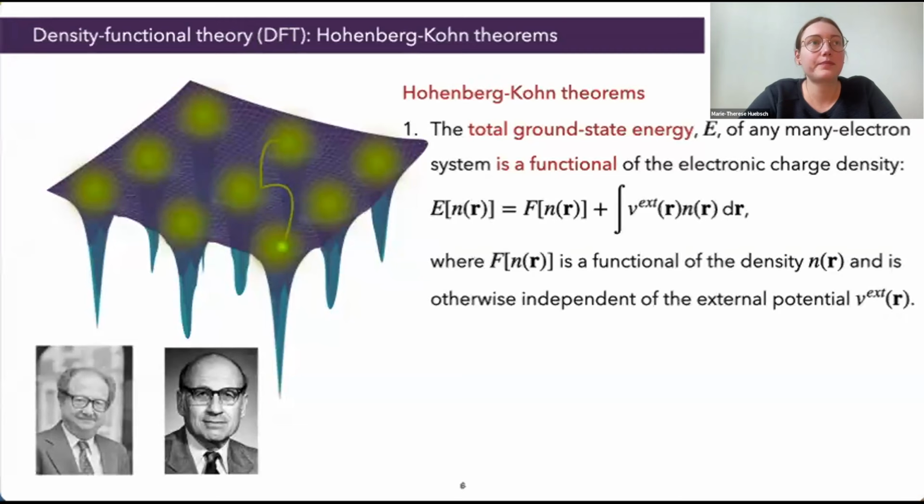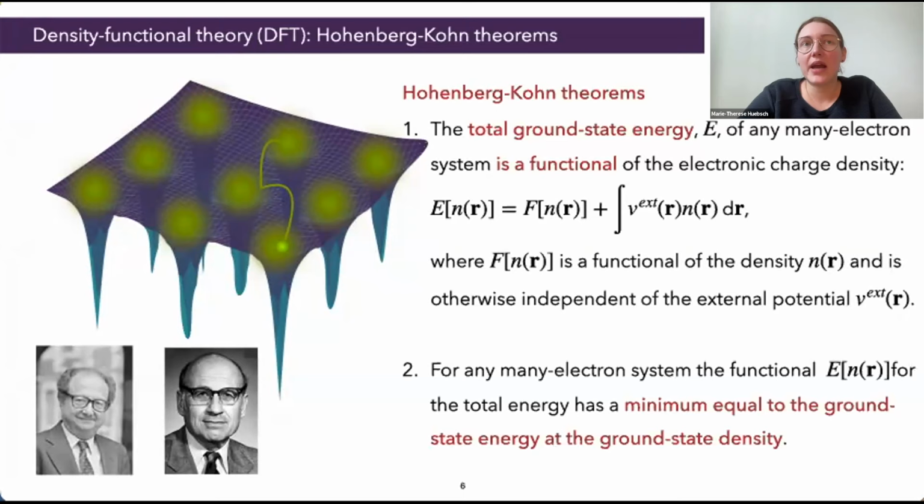The second theorem says that for any many electron system, the functional E for the total energy has a minimum equal to the ground state energy at the ground state density. So, in other words, we can find the ground state by formulating a variational problem of the total energy functional with respect to the electronic charge density. We thus see that the electronic charge density is the key quantity in this whole calculation. And this should be much easier to compute than the true many-body ground state.